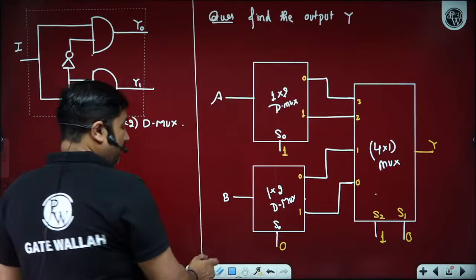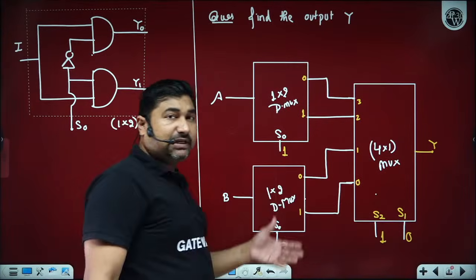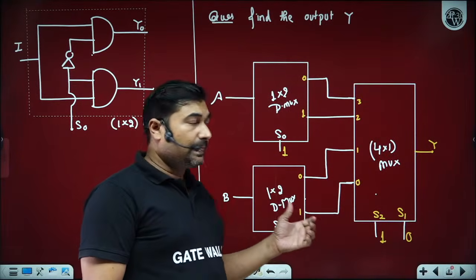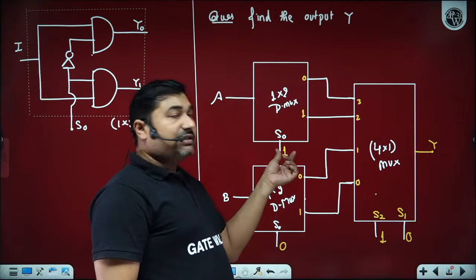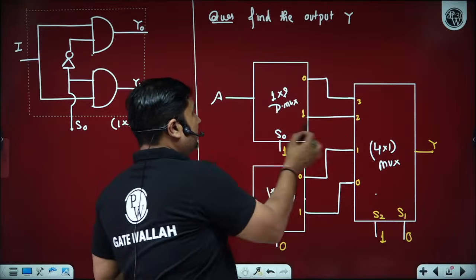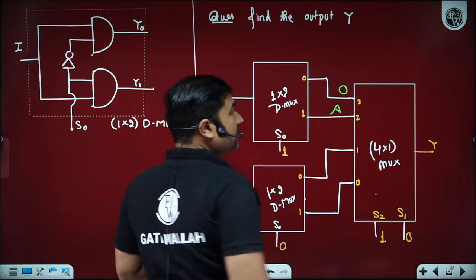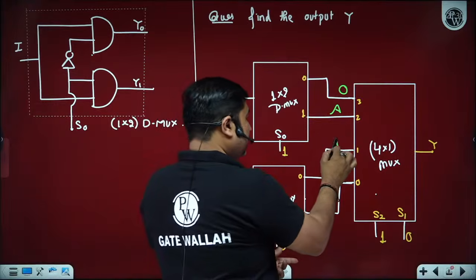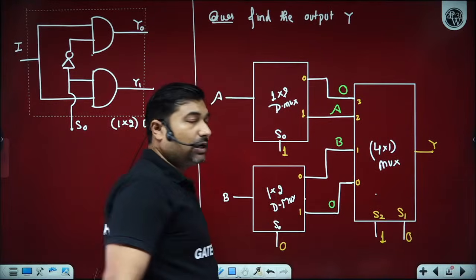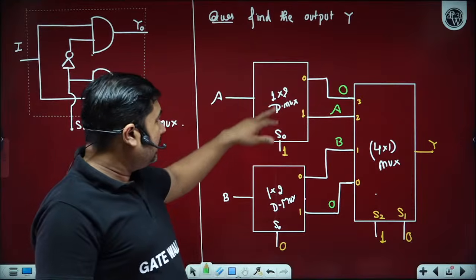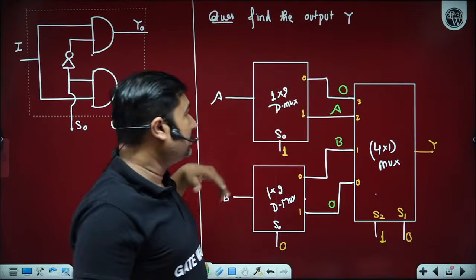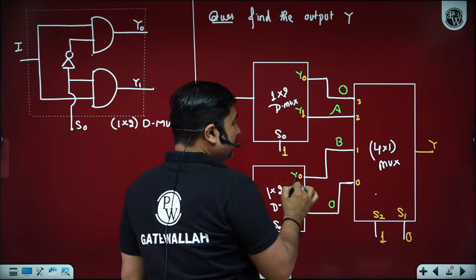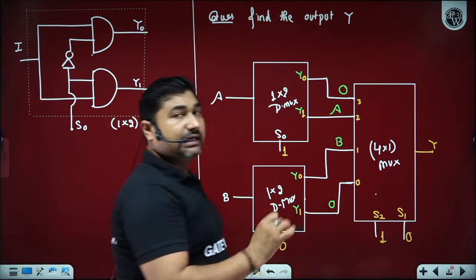Sir, we all can see we have a demultiplexer. These kinds of things are mostly used in digital lockers. If we have S0 equal to 1, this A is being transferred here and this will become 0. In the same way, if this is 0, then B is transferred here and this will become 0. How many of you are able to understand? Inside the demultiplexer, this 0 and 1 indicate Y0, Y1.